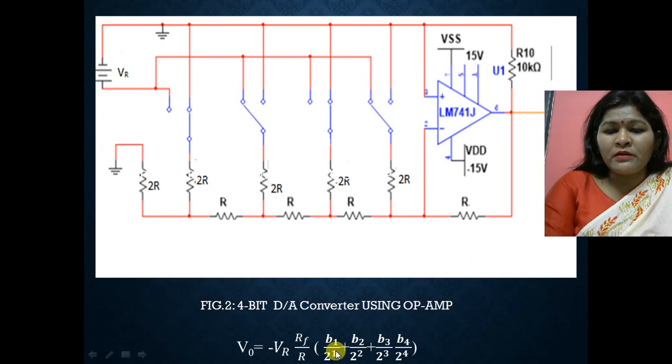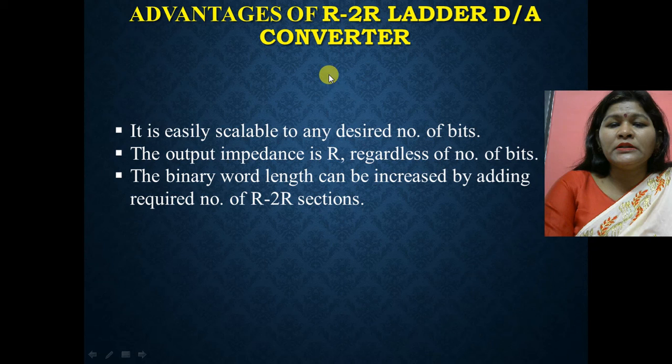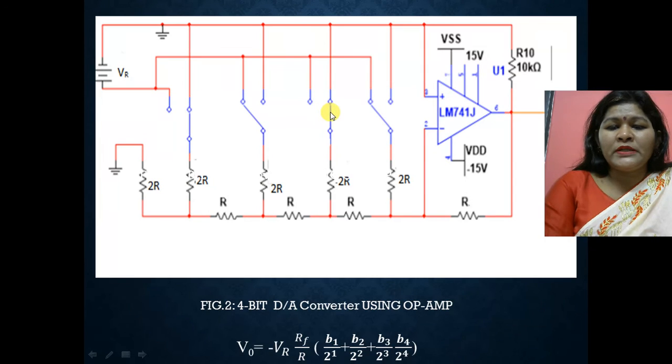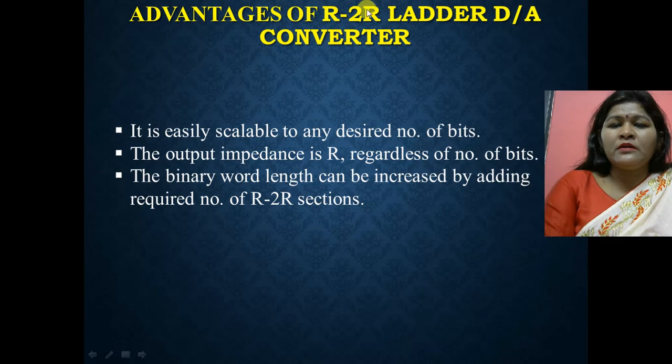So here these are the sum of input bits. So the output is minus VR into the gain Rf upon R1 into b1 upon 2 raised to power 1 plus b2 upon 2 raised to power 2 plus b3 upon 2 raised to power 3 plus b4 upon 2 raised to power 4, or up to n bits. So this is the 4-bit ladder type D/A converter using an operational amplifier.